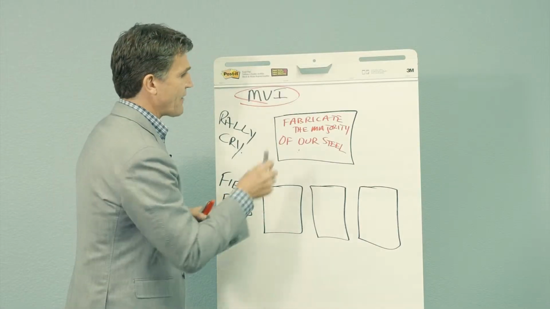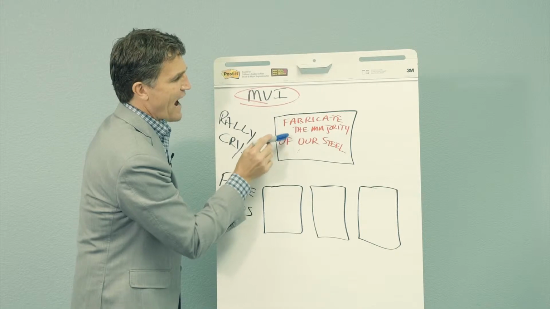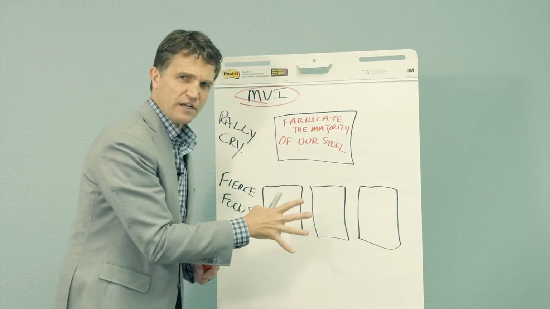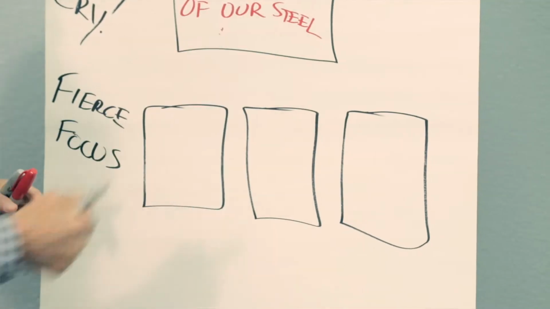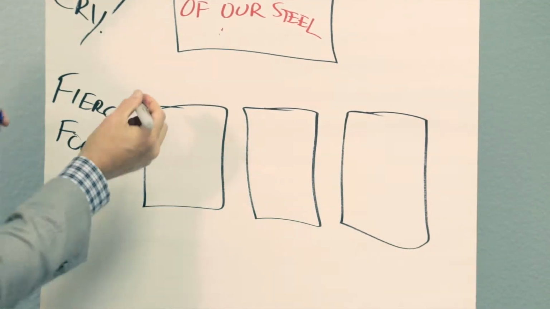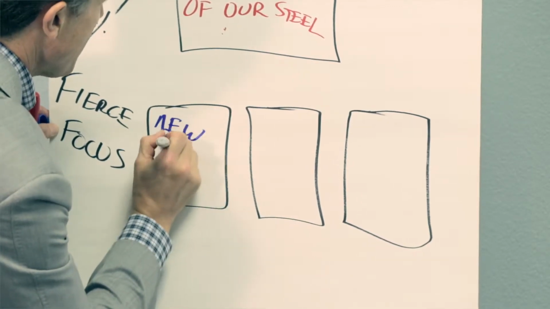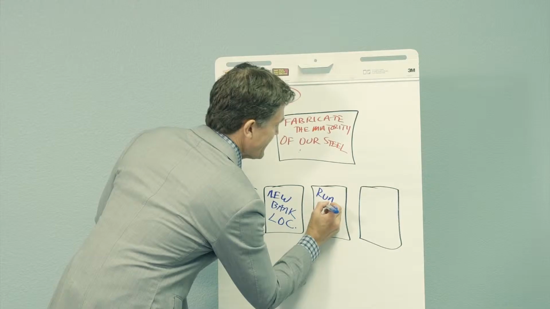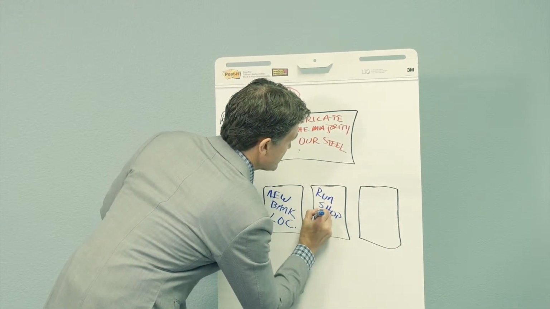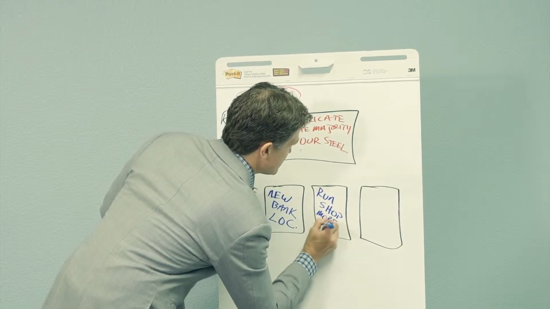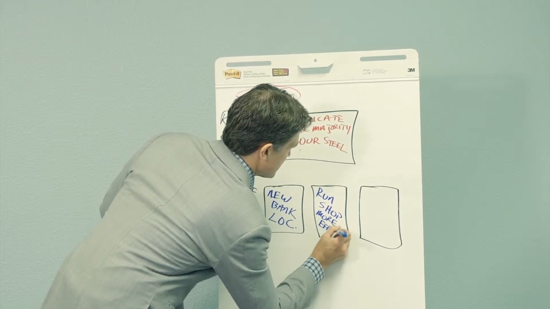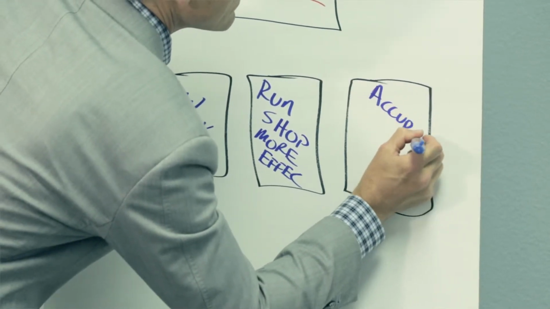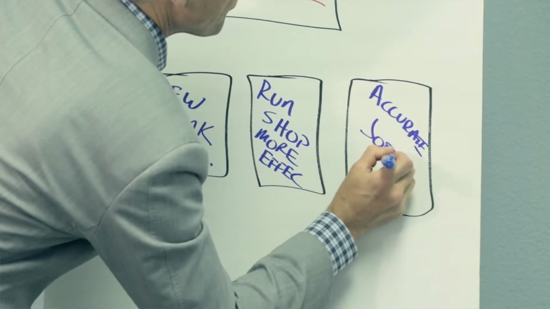As my client was thinking about how they could achieve this rally cry of fabricating the majority of their own steel, they identified three areas of fierce focus that they needed to work on in order to drive that. The first area was to get a new bank line of credit. The second area was to run the shop more effectively. And then the third area was to get more accurate job costs.